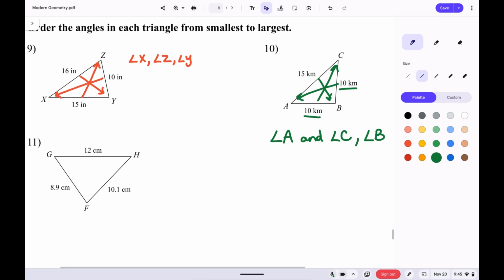Okay, how about 11? What would be the smallest? 8.9, so the angle would be H. Next, angle G, because that's across from 10.1. And last, angle F. Any questions on listing out sides or angles like that?